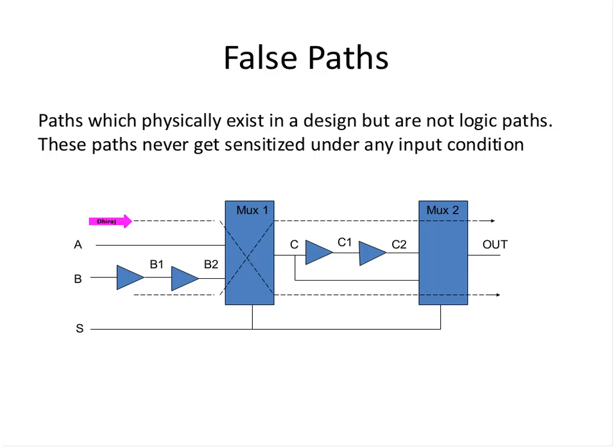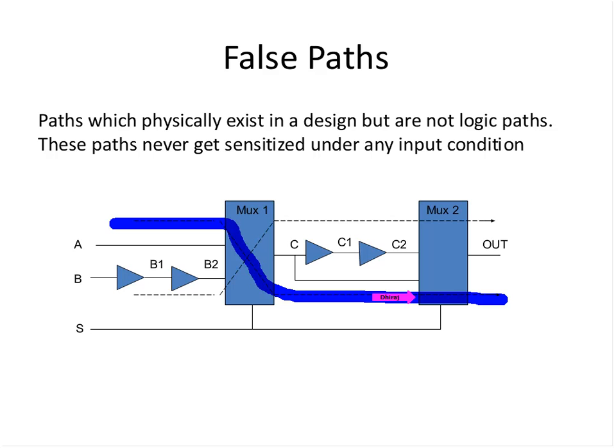Path starting from A and going to this branch. So consider this path starting at A and going to this branch. Is this path possible? No. Why? Because if the select pin is the same, if select is 0, this will go through, but this will be blocked. When select is 0, let us consider two places.